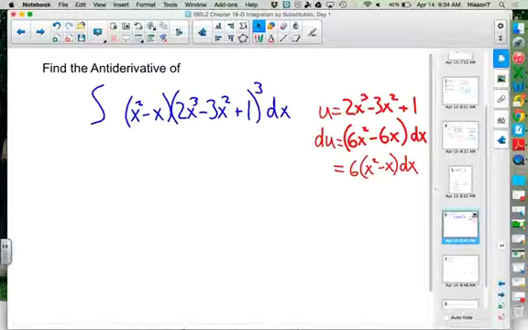I'm not sure I'm right for this one. The 6 here was part of your du, so that shouldn't be there anymore. That's part of your du, it was x squared minus x. When you take out the 6, it's x squared minus x, so it matches.